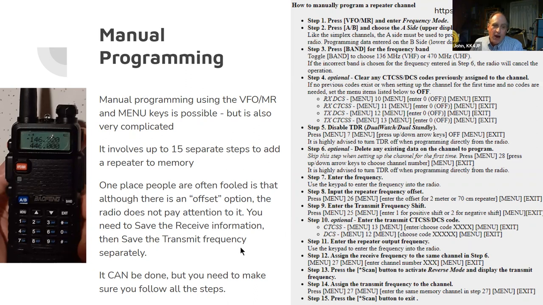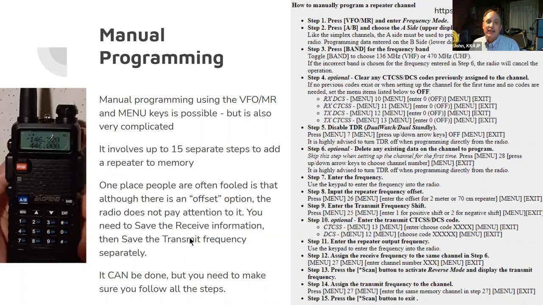There is one primary trick to it, which is that you have to go through everything and save it. And you have to exit the menu, and then you have to go back into the menu and save it again with the transmit frequency. So it's not fully intuitive. There is actually a place in the menu where it says what the offset is, and it completely ignores it. So it doesn't help you out there much at all.